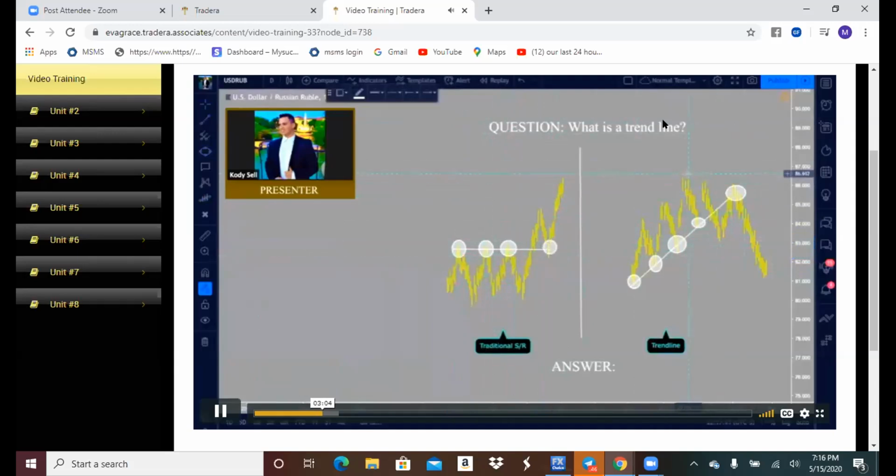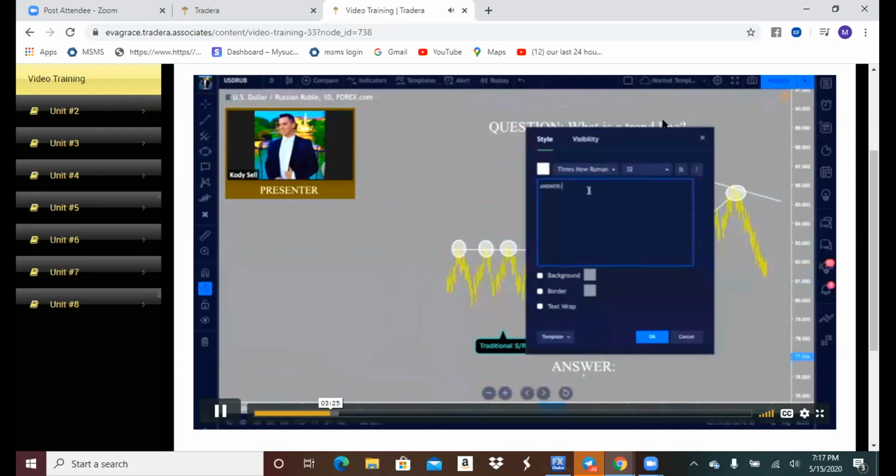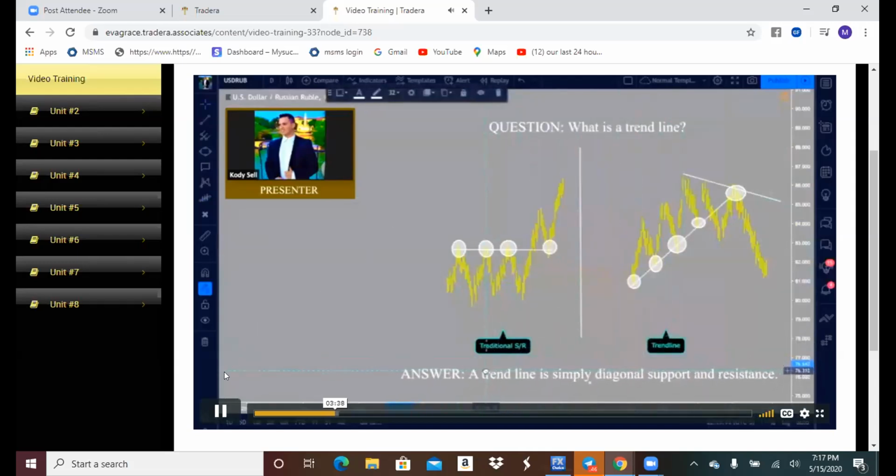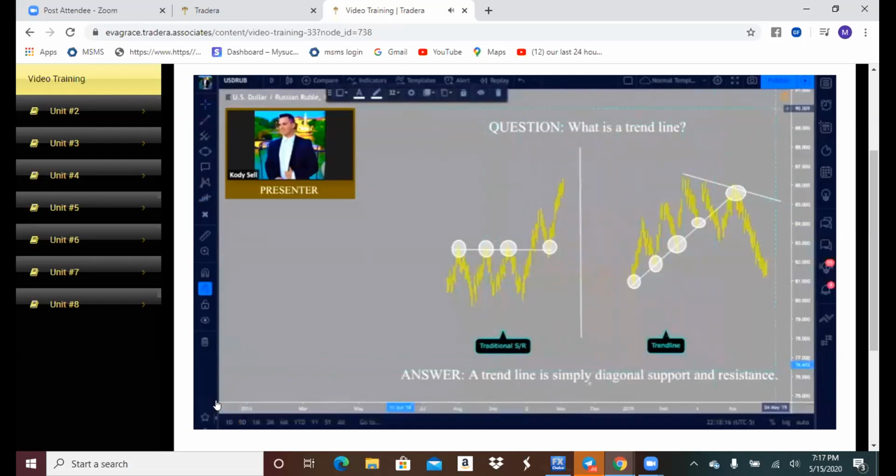So now when price is going down, you have a descending trend line. When price reaches this retest, it will hold as support and price will continue on, just as it did here with the horizontal level. So the way that I want you all to understand what trend lines actually are, the answer, if anyone asks you what a trend line is: simply diagonal support and resistance. That's it. That's all a trend line is. So this is our answer to the question, what is a trend line?